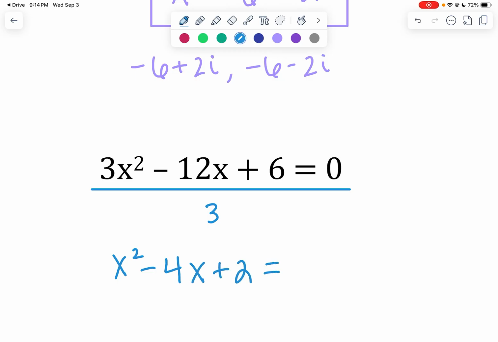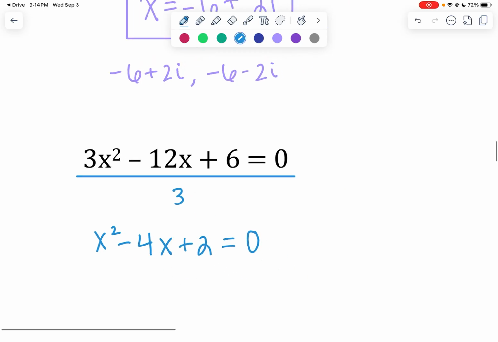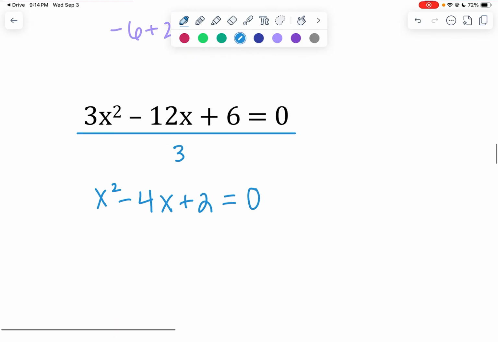Okay? But if I'm completing the square, it doesn't really need to equal 0. What I need to do is I need to have a perfect square trinomial, okay? So I'm going to move that over to the other side and then add in what I need. So x squared minus 4x equals -2.